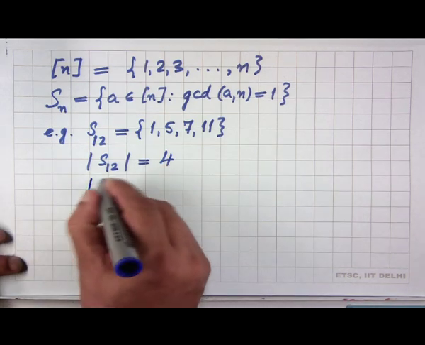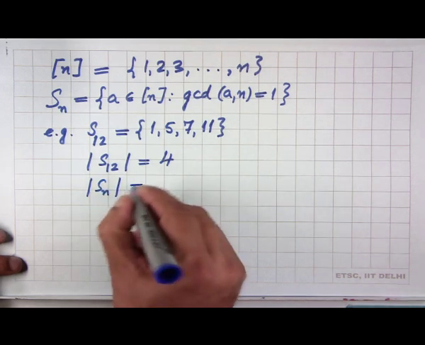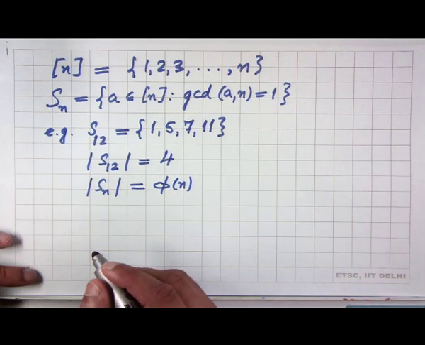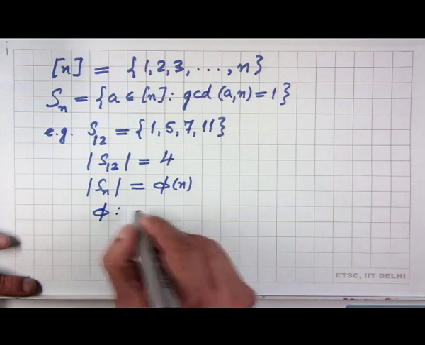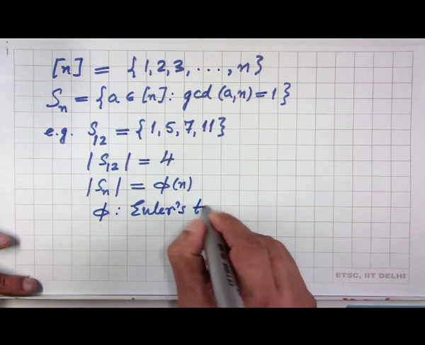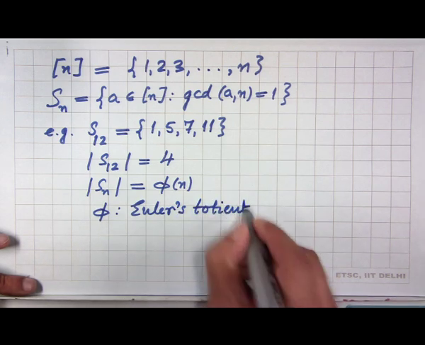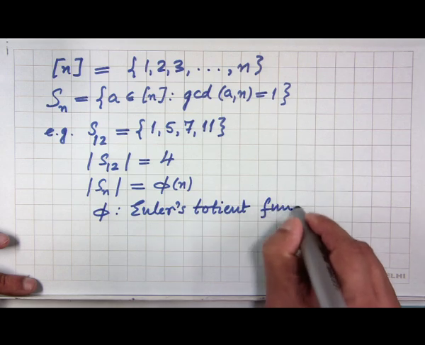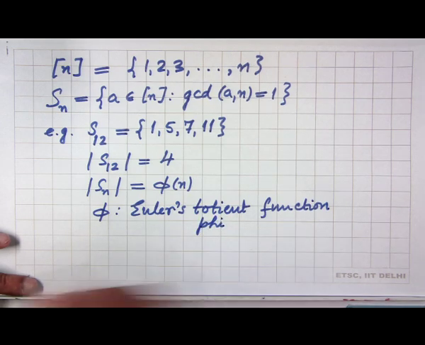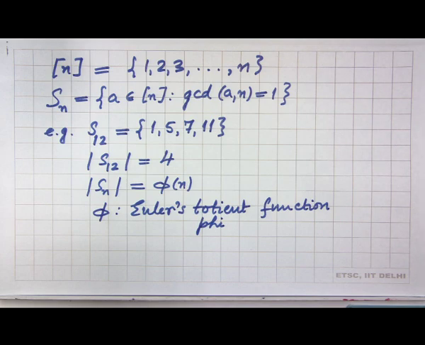More generally, if I look at this Sn, the number of elements in such a set is what we call phi. This phi is called Euler's totient function, or sometimes called Euler's phi function. That is the Greek letter that symbolizes it. I have a little table to compute phi up to 10.